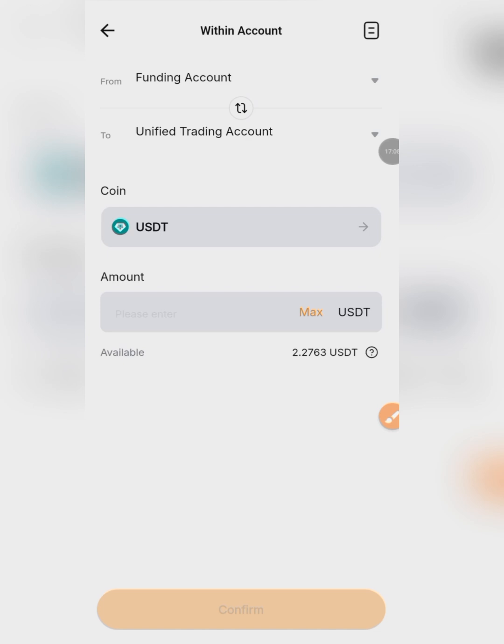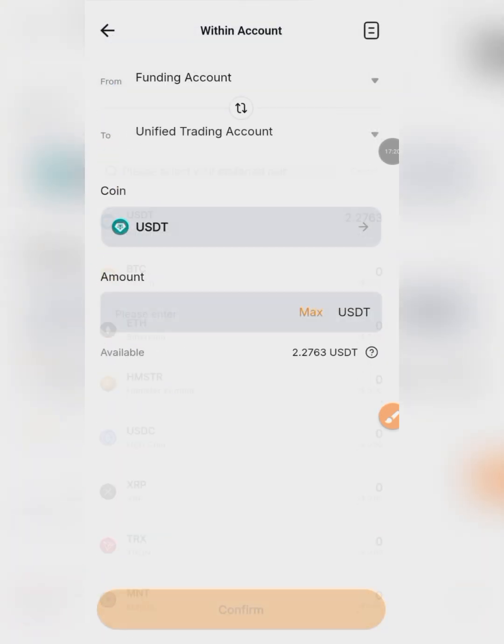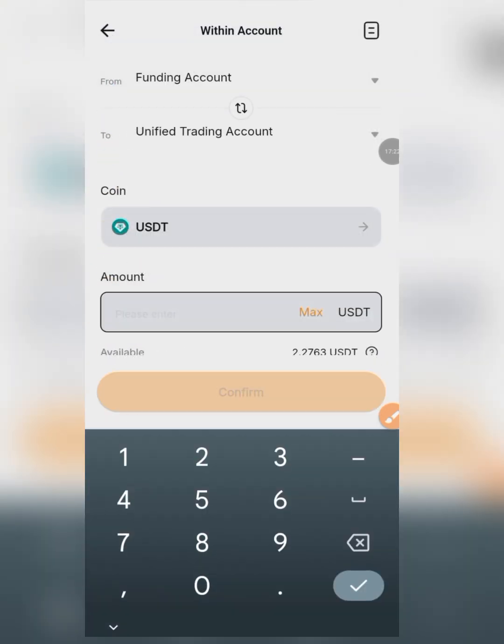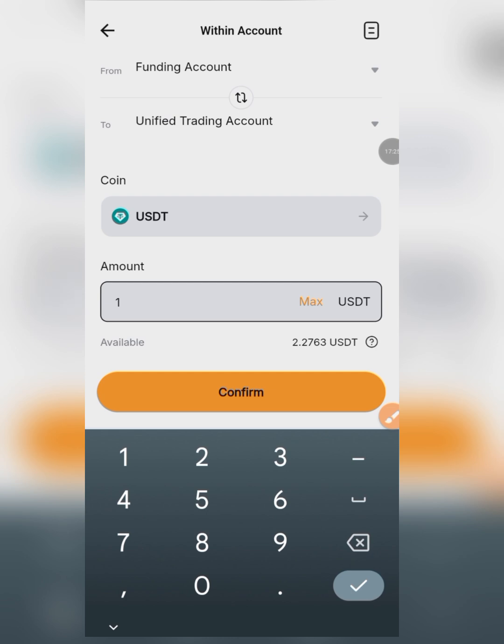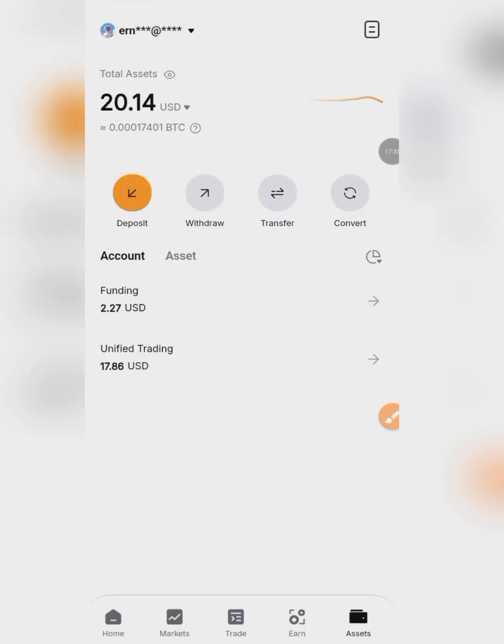So if that is what I want to do, I will select what currency, what coin. Is it USDT? Yes, I want to transfer USDT. If it's not USDT, you will click on this arrow beside it and select the one you want to transfer. So once that is done, you will put the amount you want to transfer. Let's say I want to transfer only $1, since I'm having just $2 remaining in that account. Okay. Then when I put $1, I will click on confirm. The money will automatically go down to my unified account. Now I moved in $1 into my unified trading account.